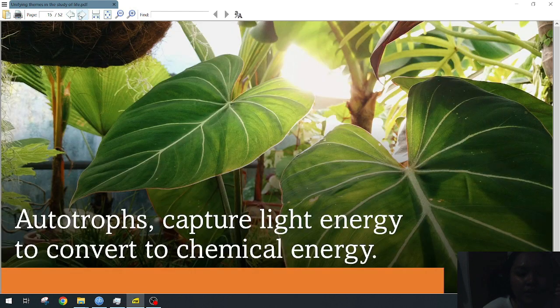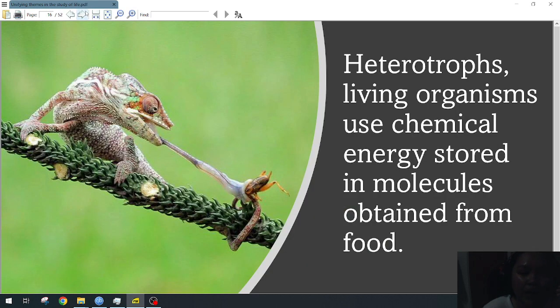Okay, so one example of this is sinasabi ko yung producers or the autotrophs. They capture light energy to convert to chemical energy. So, basically, yung mga halaman. And we also have the heterotrophs, o yung mga consumers, like us. So, what is this? This is a gecko. These are living organisms that use chemical energy to store in molecules obtained from food.